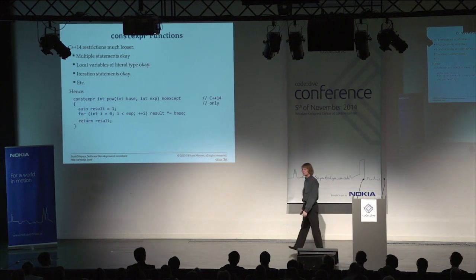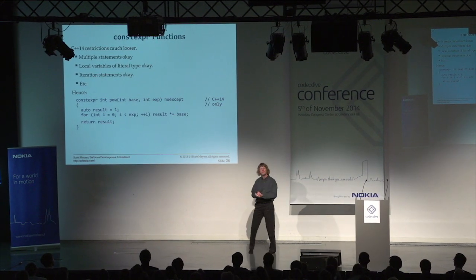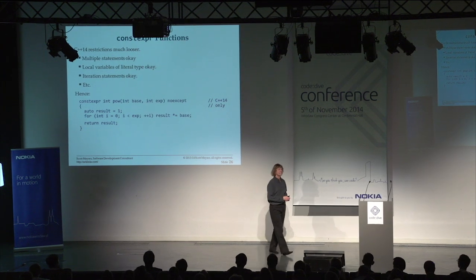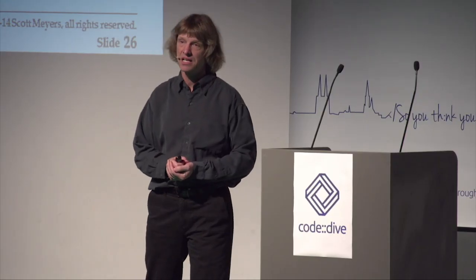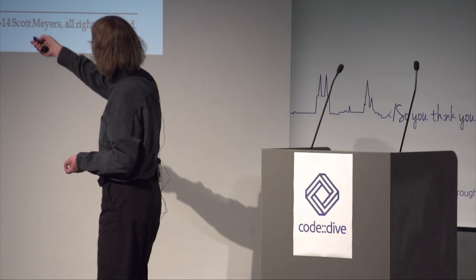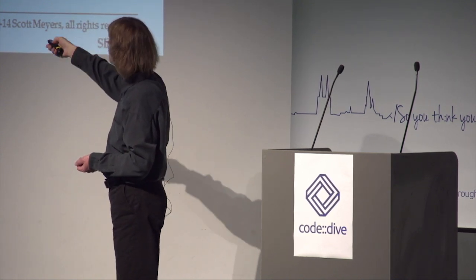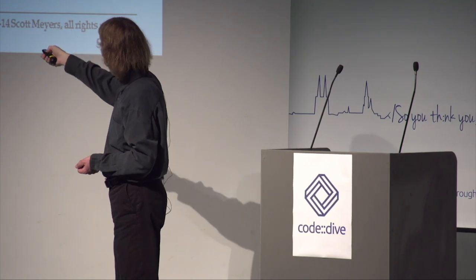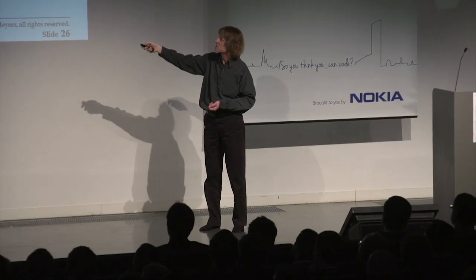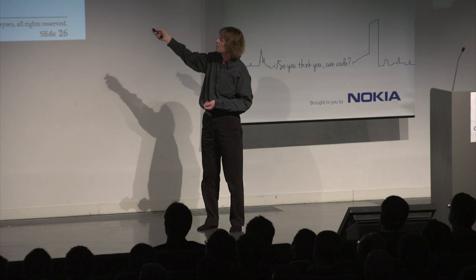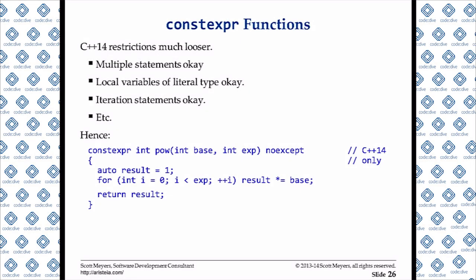it'd be better if you could go to C++14, because in C++14, the restrictions on constexpr functions are significantly relaxed. You can now have multiple statements. You can have local variables as long as they're of a literal type. You can do iteration statements. So this function here, pow, is valid in C++14. Notice I declare a local variable. Notice that I have a loop here. Notice I'm doing assignments and stuff. I return the result. That will compile. It will yield the right answer.